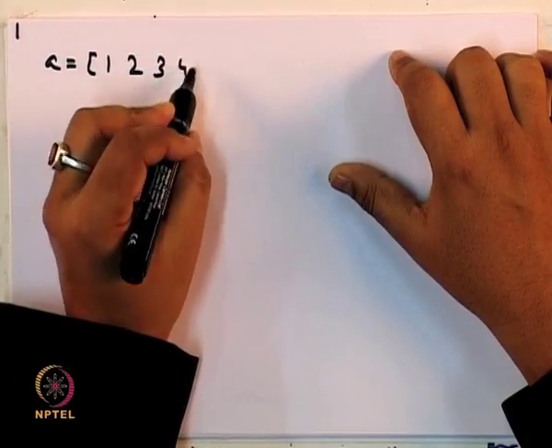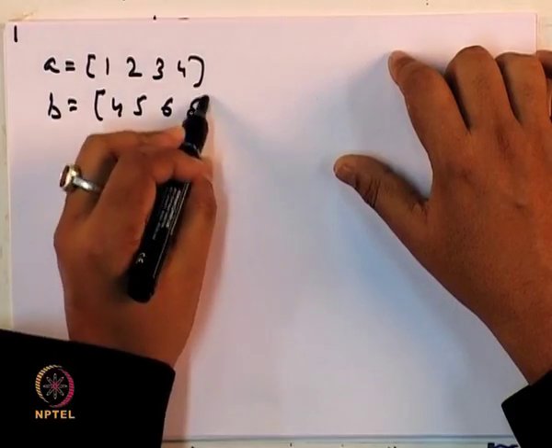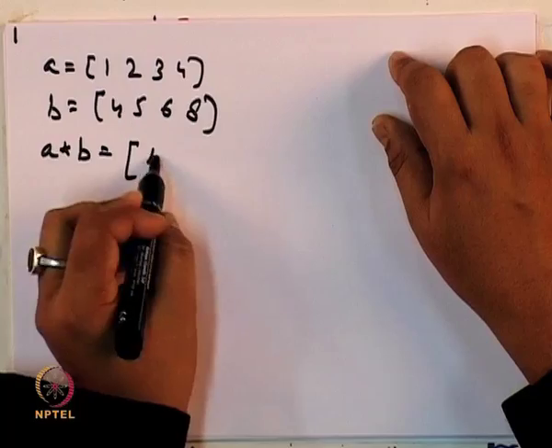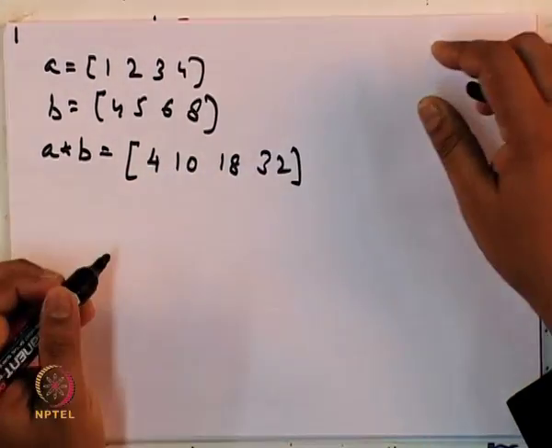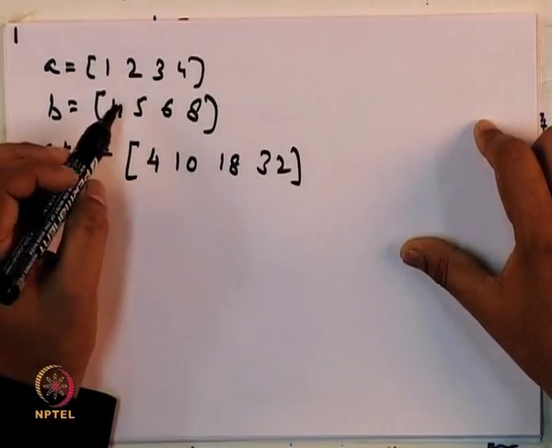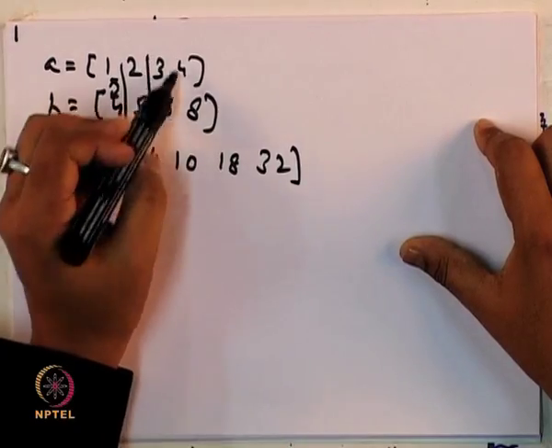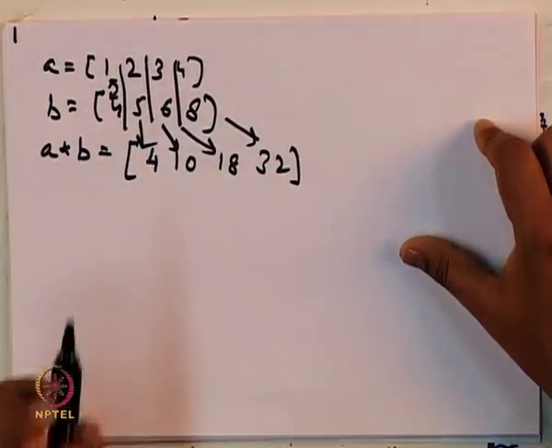In other words, if I define A as a vector which is 1, 2, 3, 4 and B as a vector which is 4, 5, 6, 8, then A star B will give me a vector which is 4, 10, 18 and 32, so on and so forth. So basically you have an element wise operation. A star B is operated at the element wise level and each product is given to you as a separate vector.